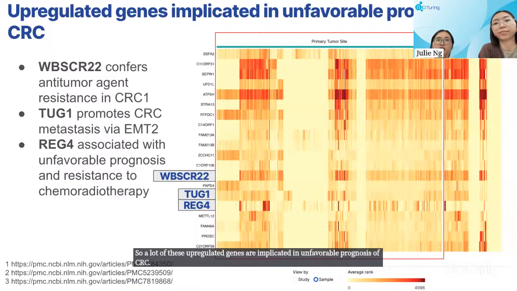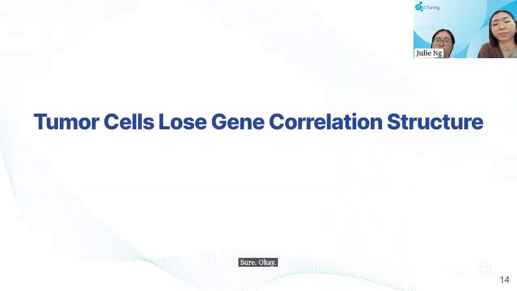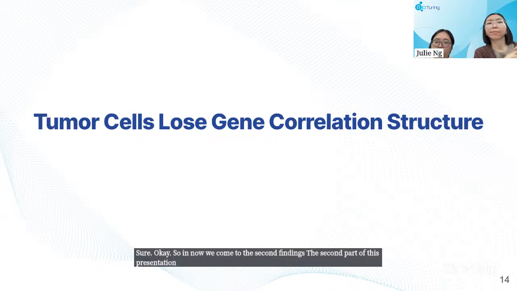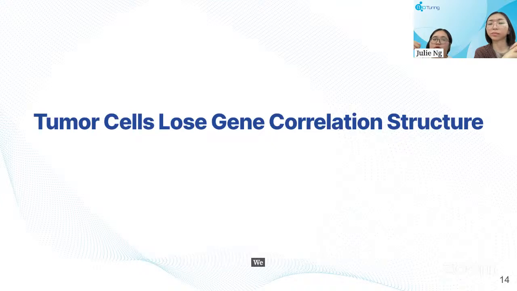Okay, so now we come to the second findings, the second part of this presentation. In the first part, we explored the fate of metastatic cells. But now let's go back a little bit to the primary tumor site, where we found that the tumor cells also lose the gene correlation structure.